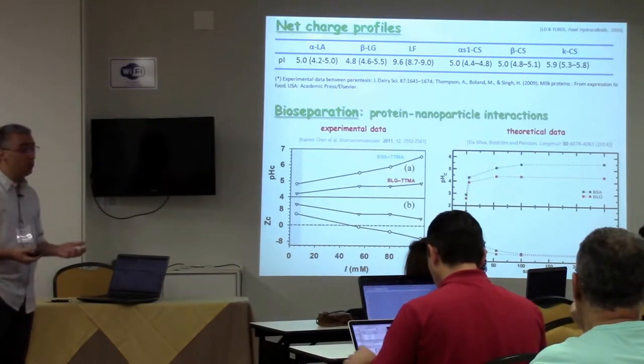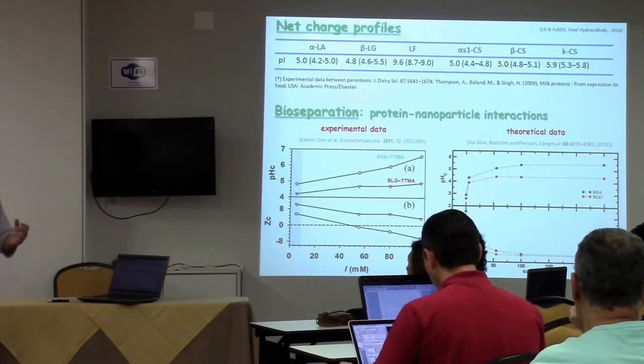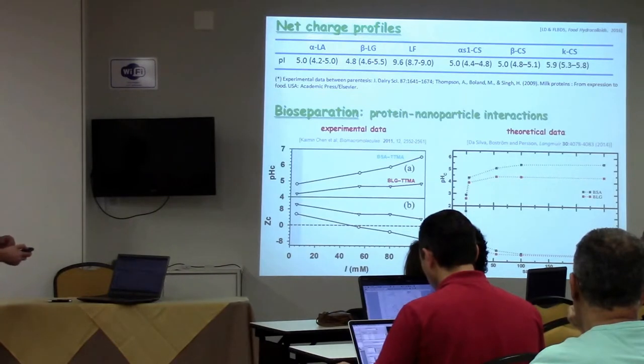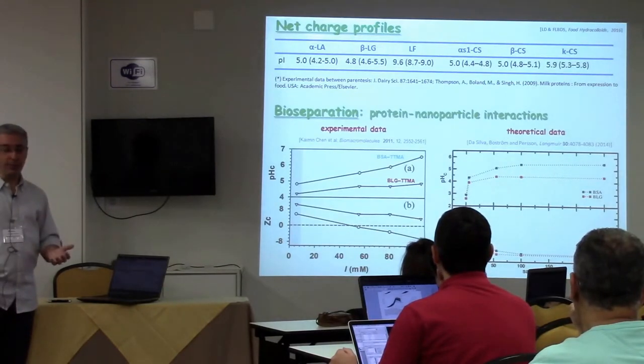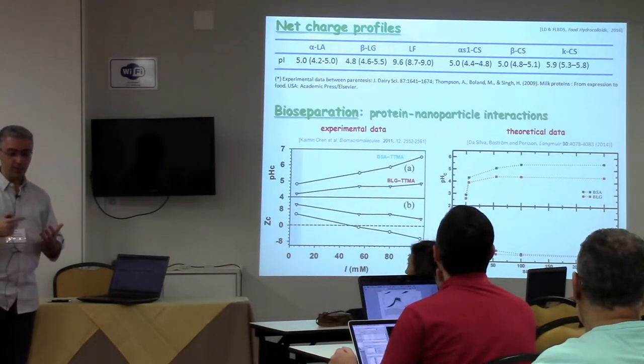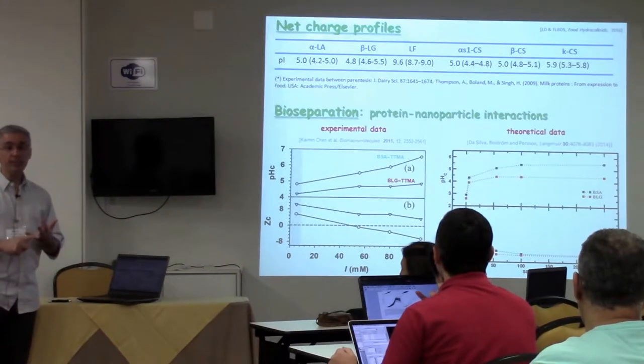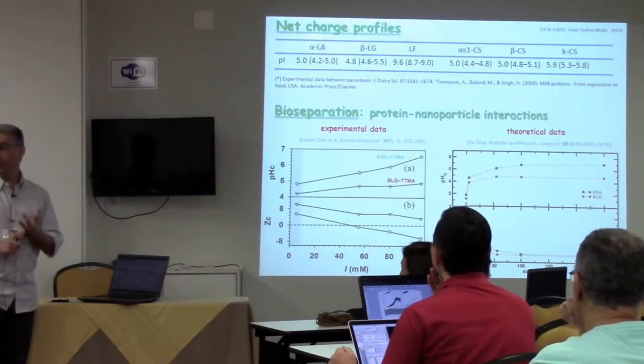One thing that people do a lot is to compare the pI, and you can see for several milk proteins, the numbers between parentheses here are the experimental data. They are rather scattered, and they are scattered for different reasons. One is, of course, intrinsic to the experiments. The other reason is because you can have different genetic modifications of your proteins.